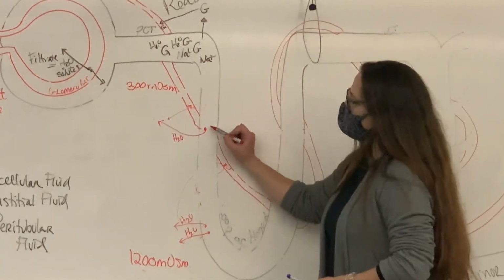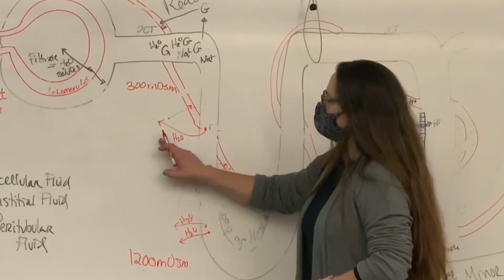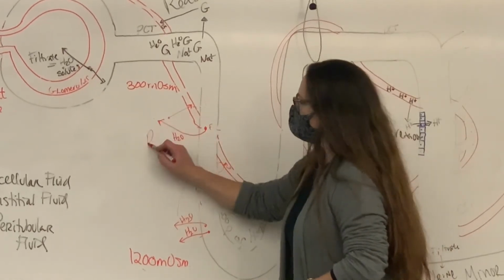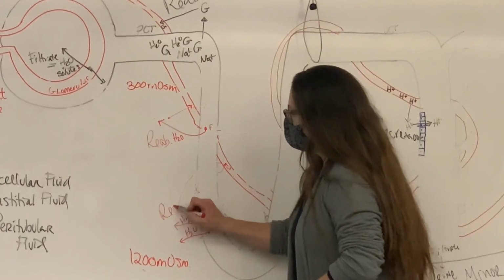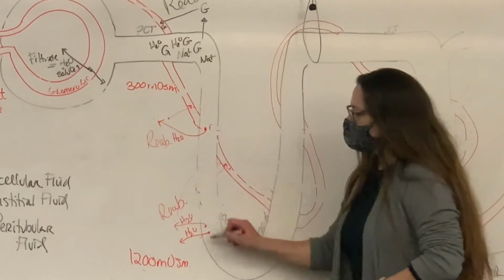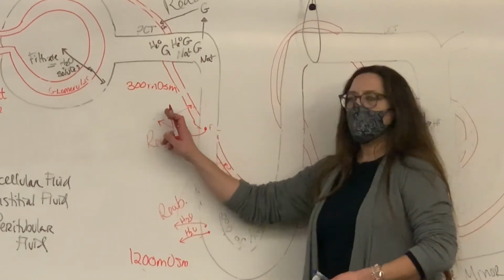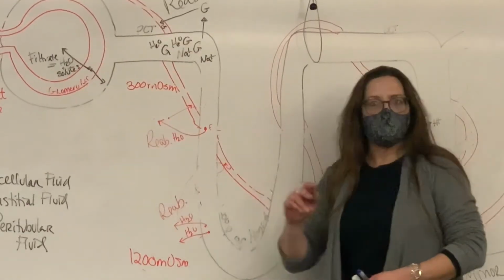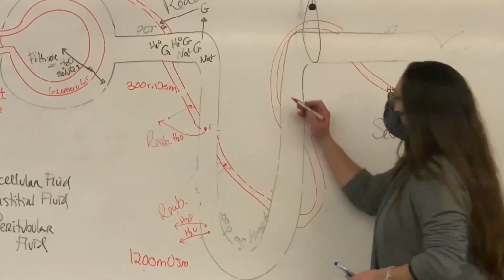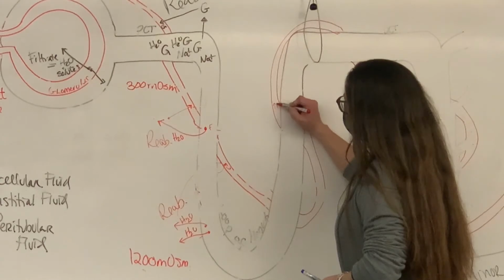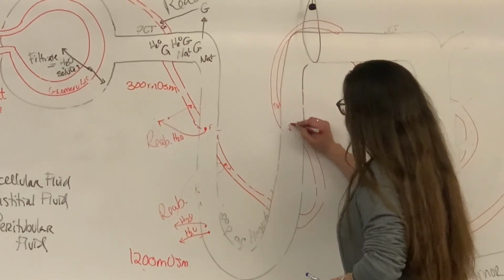And when we look at coming from the filtrate, going into the peritubular fluid, into the blood, that is reabsorption. This is reabsorption. It's just that down here, we reabsorb more water than we do up here. Does that make sense? Yes. And by reabsorbing more water, we're ending up with more water in the blood and less water in the filtrate.